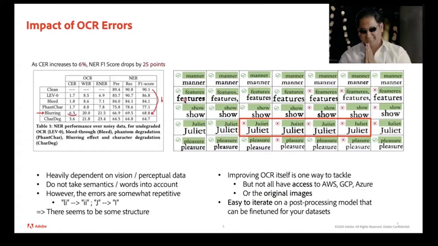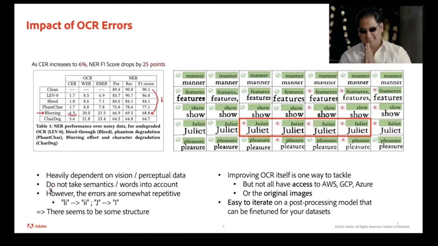As for the impact of OCR errors, you can see here one experiment where they controlled for the character error rate, and as the character error rate increases to 6%, the F1 score on NER dropped by about 25 points. The reason, as I said, is that OCR engines are heavily dependent on perceptual data, and they do not take word semantics or the context into account.